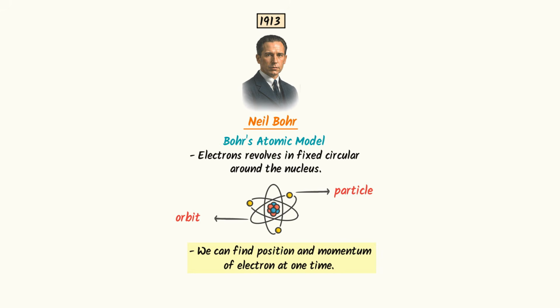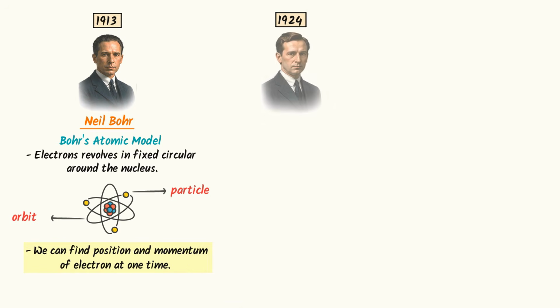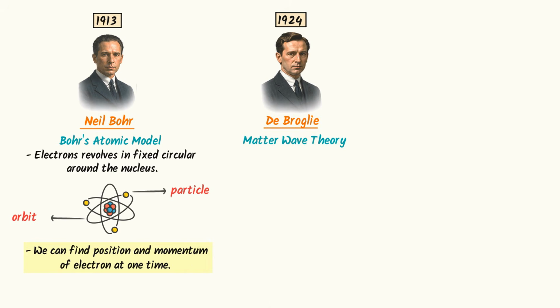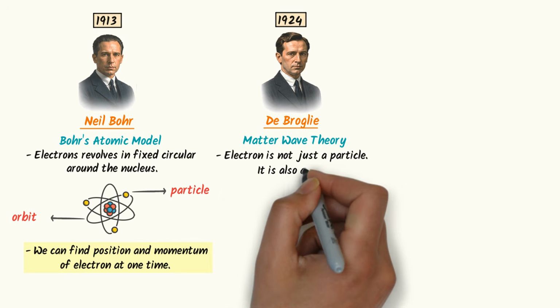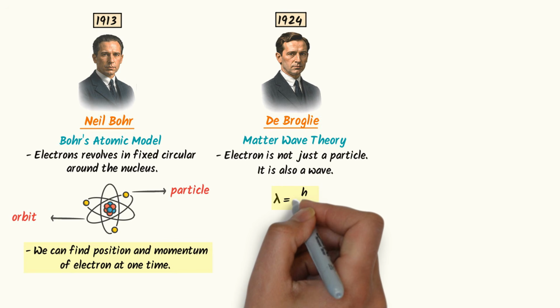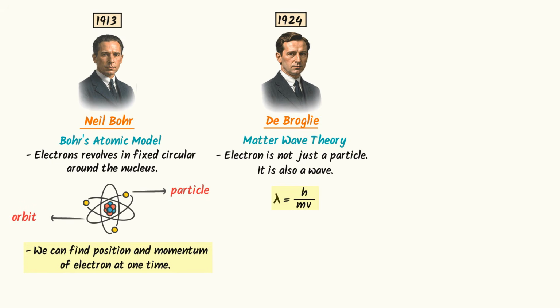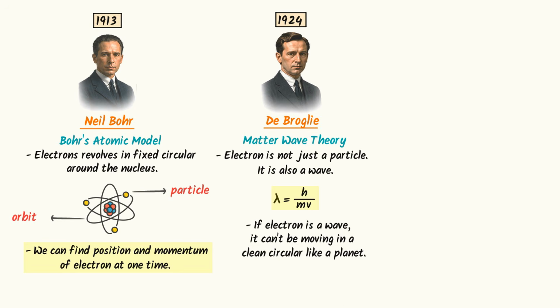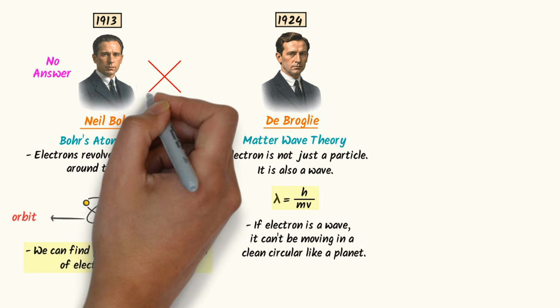But then something broke. In 1924, de Broglie presented his matter wave theory. He said, the electron is not just a particle, it is also a wave. This was a serious problem for Bohr, because if the electron behaves like a wave, it cannot be moving in a clean circular orbit like a planet. We know that Bohr's model had no answer for this.